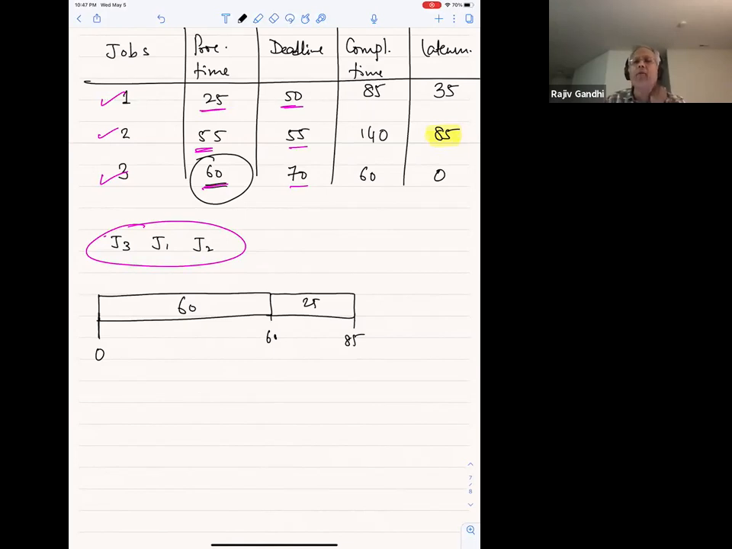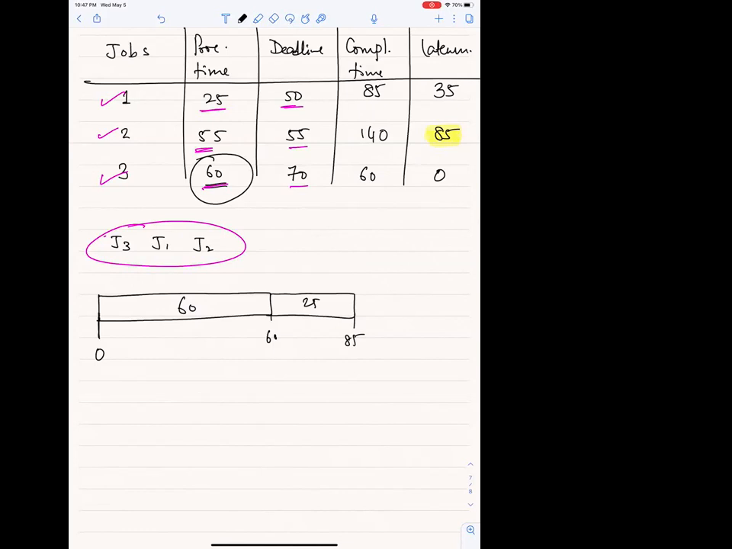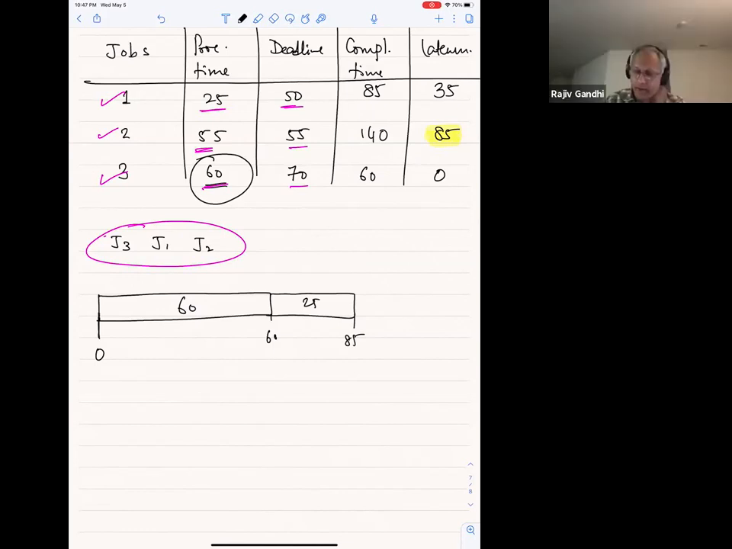Processing time is the amount of time it takes to finish. So what time will job 3 finish, Siddharth? Oh, the job will finish at 60. Good, right? Yeah, job 3 will finish at 60. Now, job 2 will be scheduled.